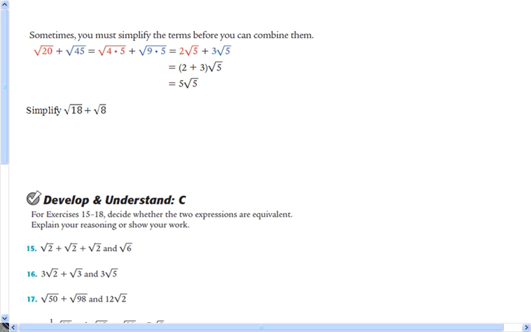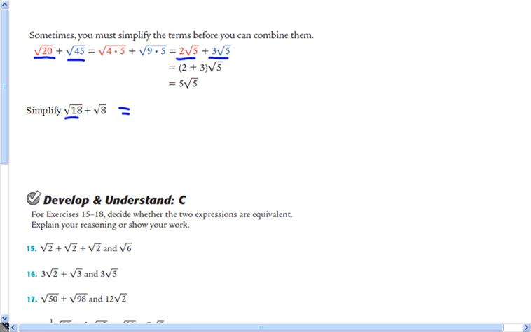Sometimes you may have to simplify first. Notice that this is not a simplified radical, neither is this. When they simplified it, they ended up with 2 times the square root of 5 plus 3 times the square root of 5. Those are like radical terms, and so they just added the 2 plus 3 and combined them. So let's try and simplify this first.